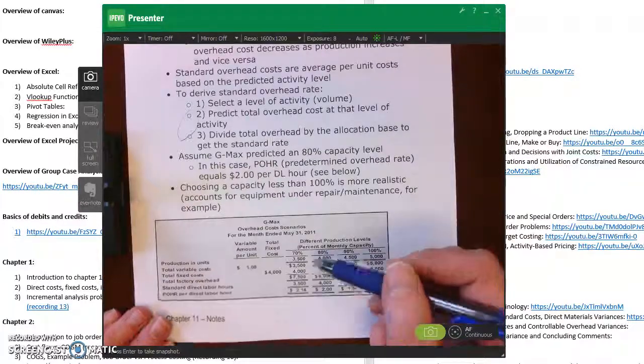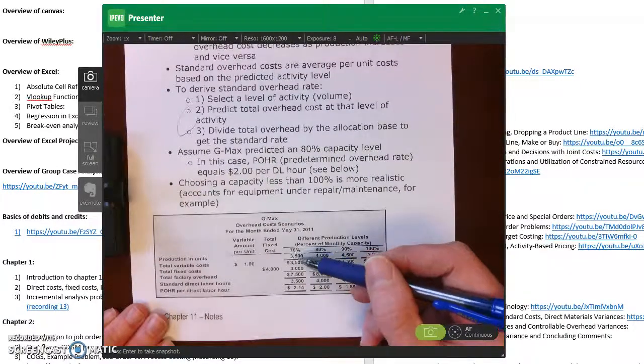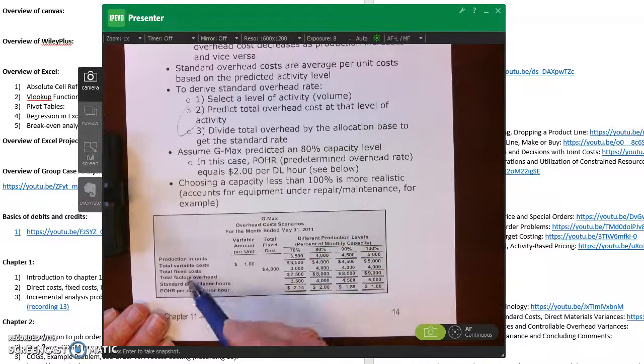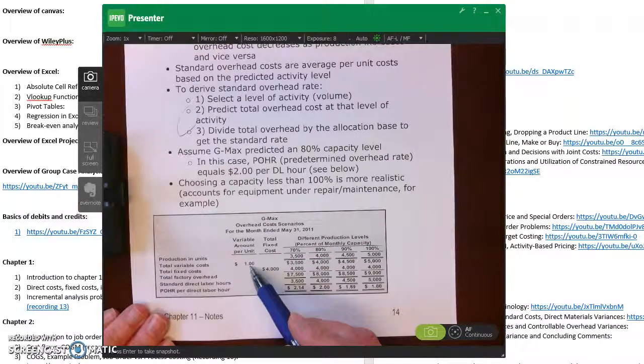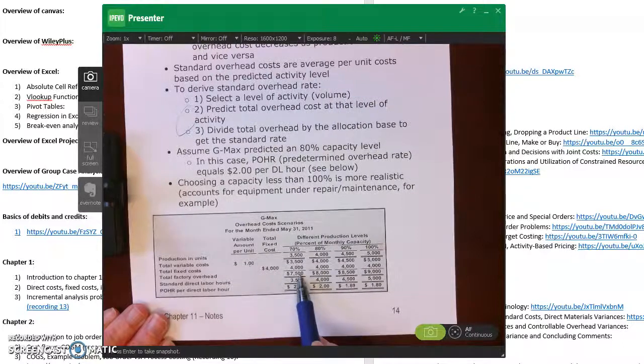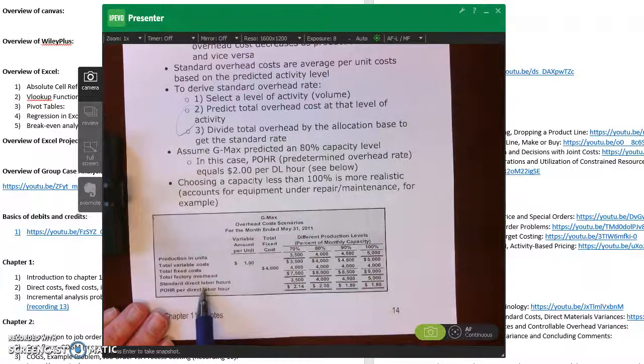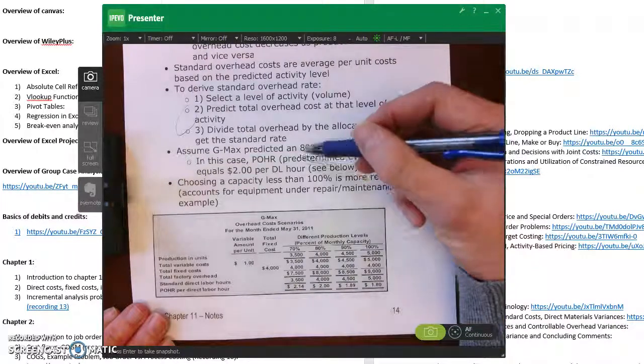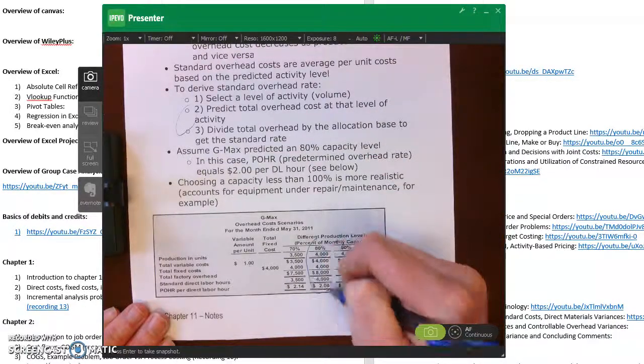So what we say over here, if we think we're at 70% capacity, we're going to make 3,500 units. Our variable overhead per unit is $1, which gives us 3,500. Our estimated total fixed overhead is going to be 4,000. Our total factory overhead will be 7,500. We apply that based upon direct labor hours. We're going to have 3,500 labor hours, which gives us $2.14. This would be our predetermined overhead rate. Now in this case, we selected the 80%, so this is the one we're going to go with.